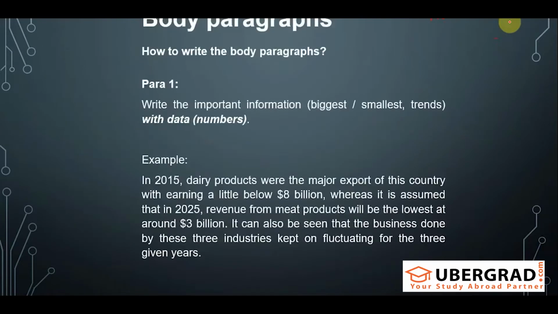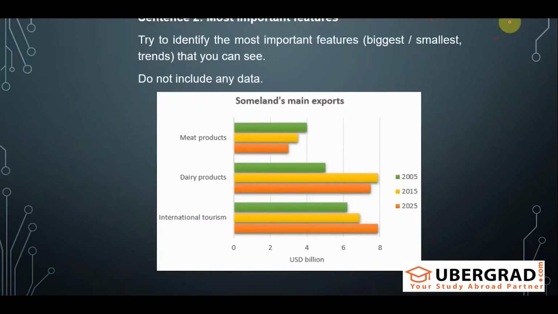Let's see these things first. And now sentence 2, or this is not sentence 2, this is the overview. So what should you write in the overview? The most and the least, right? See, the biggest, smallest, trends, the most and the least, or the highest and the lowest. So here you can see that this one is highest along with this one, and which one is the lowest of all? This one is the lowest, right?